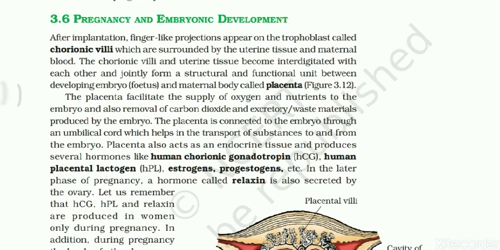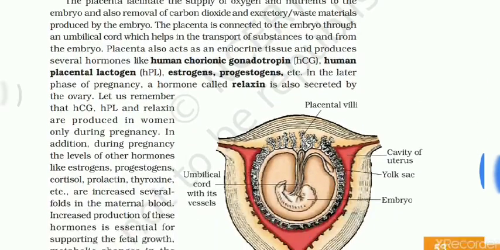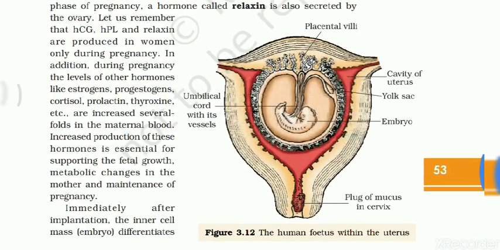Let us remember that HCG, hPL and relaxin are produced in women only during pregnancy. So these hormones are characteristics of pregnancy. Only if pregnancy occurs will these hormone levels be increased many more folds. In addition, during pregnancy, the levels of other hormones like estrogen, progestogens, cortisol, prolactin, thyroxine, etc. are also increased several folds in the maternal blood. So these levels of hormones will be increased.